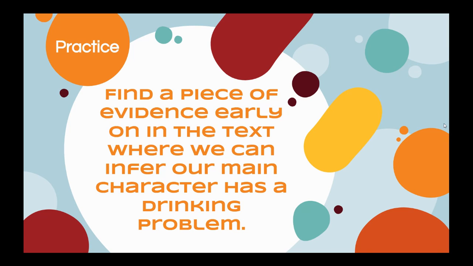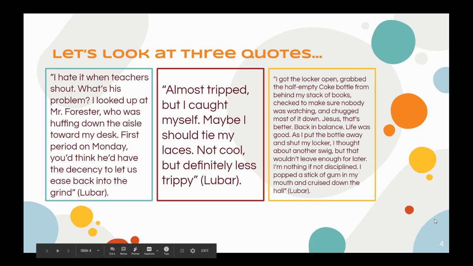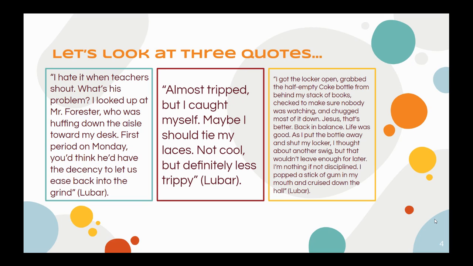Find a piece of evidence early on in the text where we can infer our main character has a drinking problem. So like I said, we have three quotes here. We have three pieces of evidence here. And I want you to pause the video and I want you to read these three pieces of evidence, and then I want you to decide, quote 1, 2, or 3, which quote would you choose if I gave you the option to choose from these three to answer this prompt?